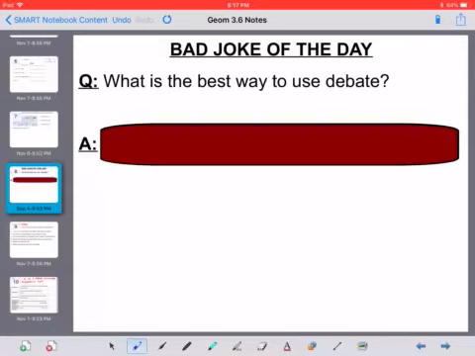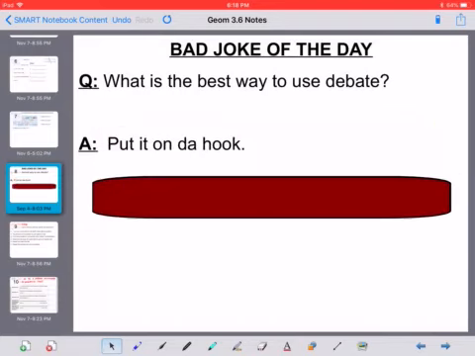Here's your bad joke of the day before we get into the lesson. What is the best way to use debate? Well, you gotta put it on the hook. See, this sounds like the bait if you're fishing. Anyone that's ever fished probably thinks this is funny. Or maybe not, I don't know.